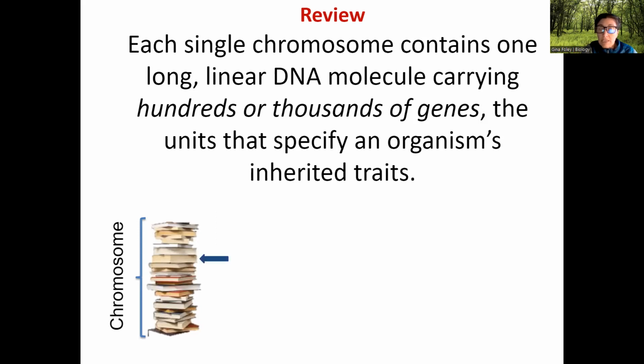So think about each one of these books as a gene. In this image, if you were to count down to where the arrow is for that gene, 1, 2, 3, 4, 5, 6, 7, 8, that's the 8th book down. That is the location of the gene, let's say, for whether or not you can roll your tongue like a taco. Some of you can't do that. Most of you can, but I would say 1 in 12 of you cannot do it. It's pretty common. There's a gene for being able to roll your tongue.